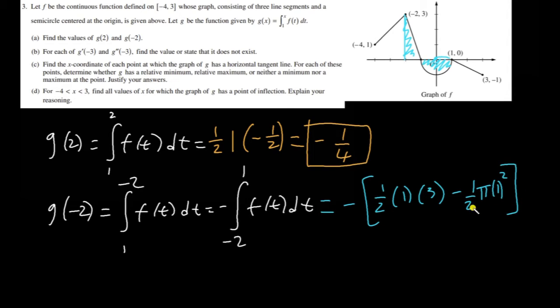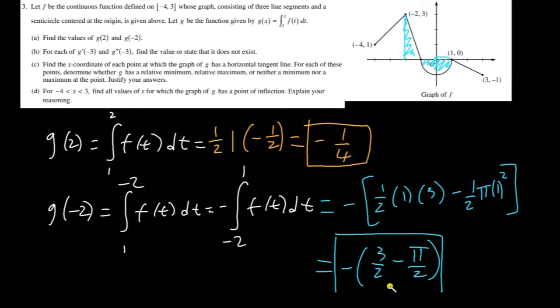Okay, this is that. If you want to simplify it just a tad, you can say it's negative of 3/2 minus pi over 2, right? And that's good enough. We'll call that a day. These are our two answers. And in terms of points, this is a 2-point question. 1 point for the value of g of 2, and 1 point for the value of g of negative 2.